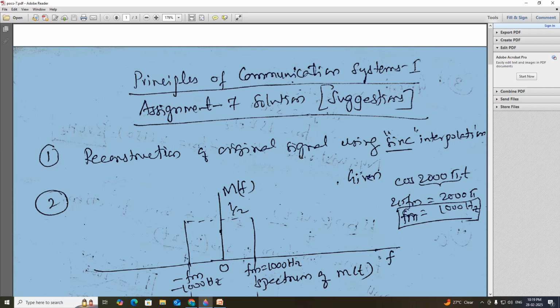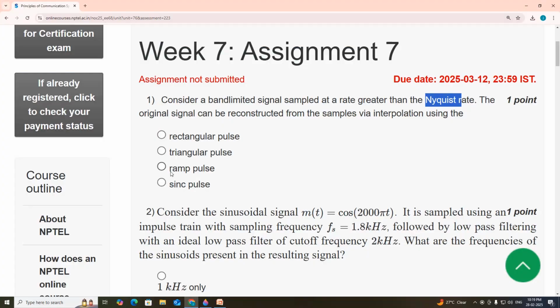So reconstruction of the original signal can be done using sinc interpolation. So the answer is sinc pulse.